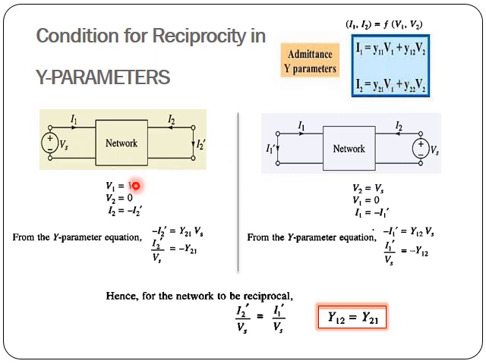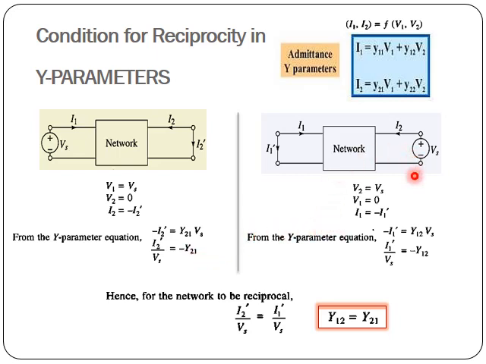So in the first network, V1, that is the voltage at port 1, would be equal to the excitation Vs. V2 will be equal to 0 because of the short circuit, and I2, as you can see, will be equal to minus I2 dash because of the direction of flow of current. So by using these two equations, I2 dash upon Vs is evaluated as minus Y21.